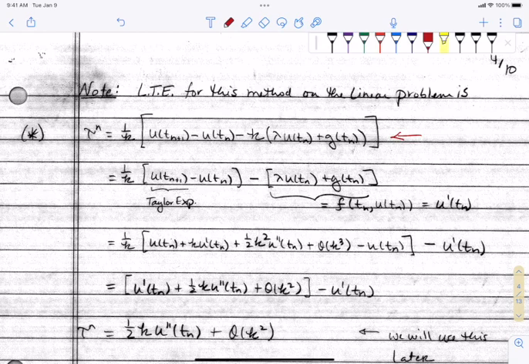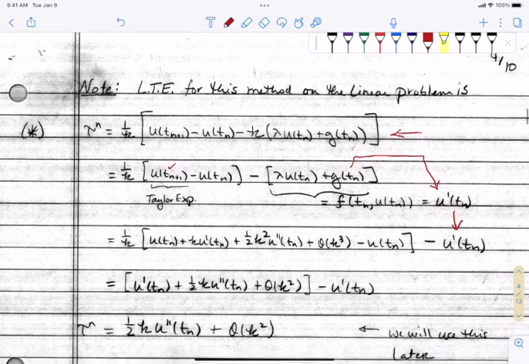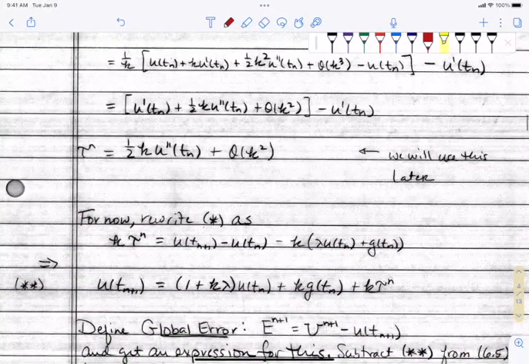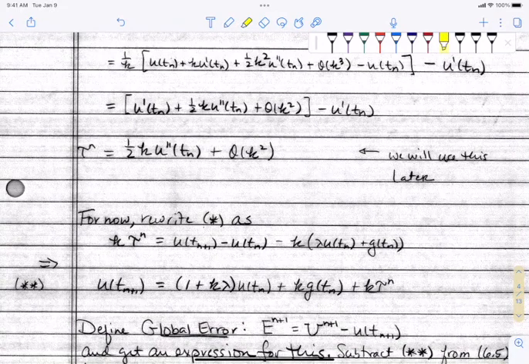And now you do the usual Taylor expansion. So I'm expanding this guy. I'm replacing this whole thing with u prime at Tn. And so that is going to sit right here. And when I Taylor expand and simplify things out, like I said, we've done this before in class, what you come up with is that at the nth step, the local truncation error is 1/2 k times u double prime at Tn plus order k squared stuff.